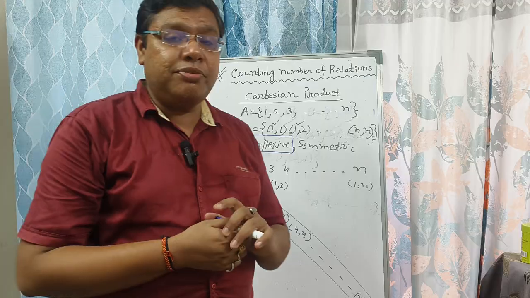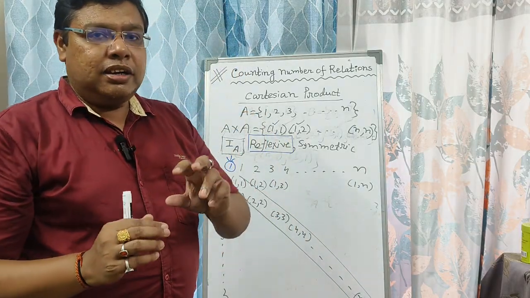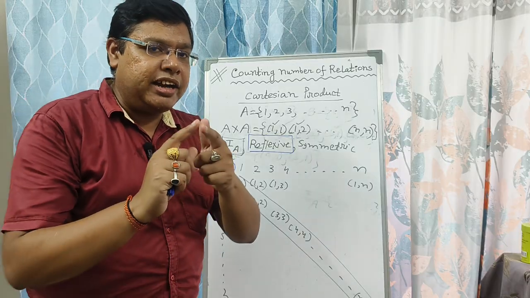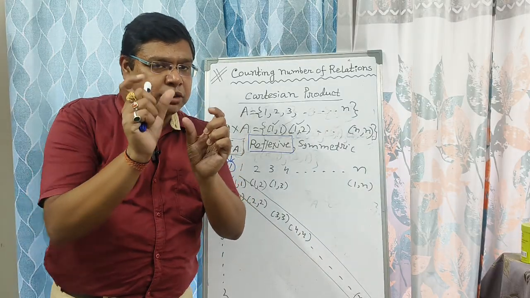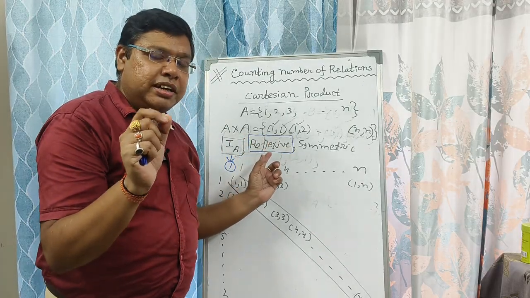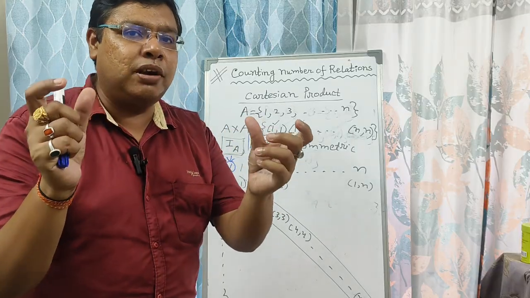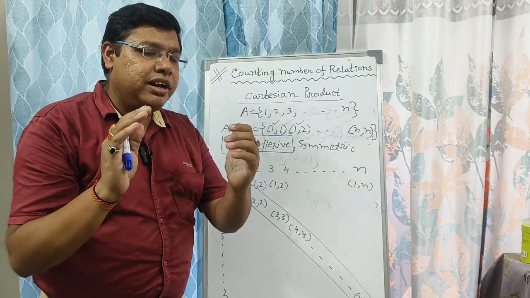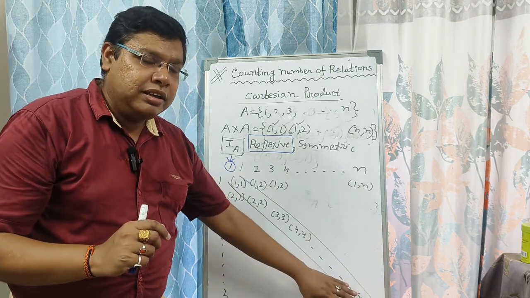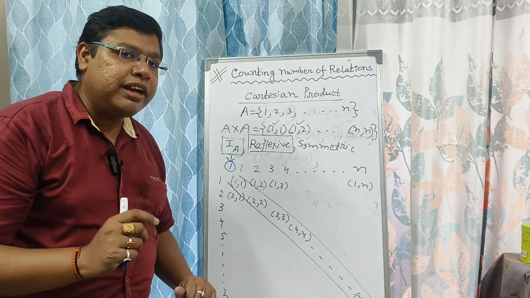What is the definition of reflexive? In the definition of reflexive, it is told that relation between same elements. In the identity, I have told relation between same elements only. In the reflexive, it is told relation between same elements. I am not saying the word only. It means relation between same elements. Okay, fine. Some extra also can be taken. Some extra can be also included.